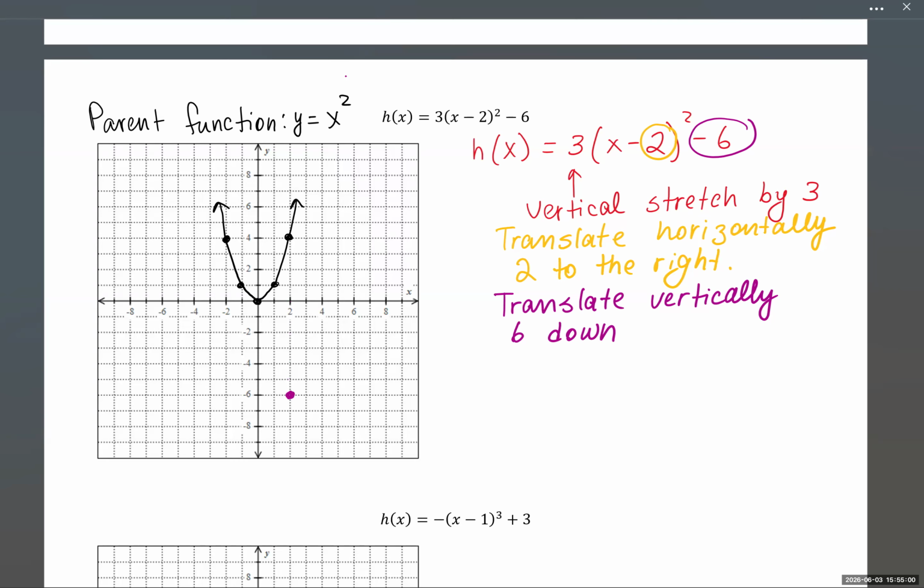It is going to be stretched by 3. So that means that, again, the distance here is 1. Our distance is going to be 3. So 1, 2, 3 up and 1 over. And the same thing on the other side. And that is a sketch of the translated function.